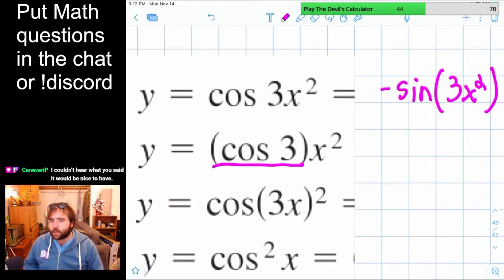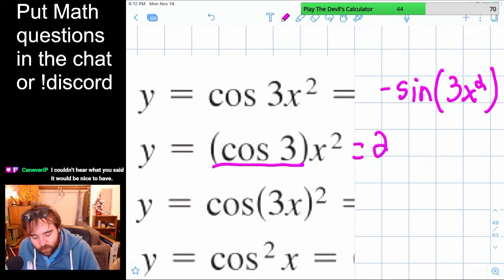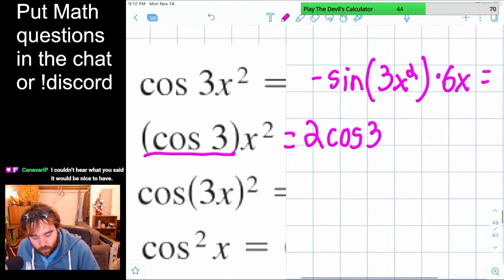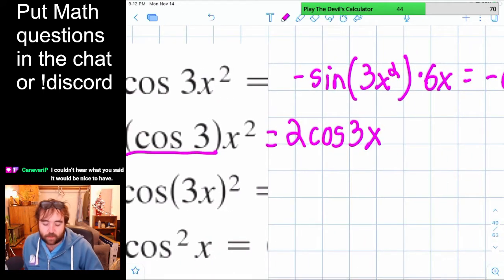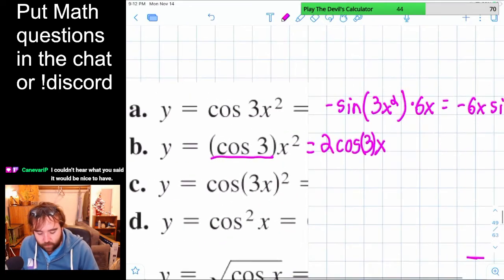Now B, they try to be tricky by having this cosine of 3 here. But remember, the cosine of 3 is just a number. It's just a constant. So just like if that was a 2 or something, it's just going to sit there. So we're just going to use the plain power rule here. We just got to bring the 2 to the front. We're going to multiply that by the cosine of 3, and then times x and decrease the power by 1. We should do that to be clear that that's just the cosine of 3.